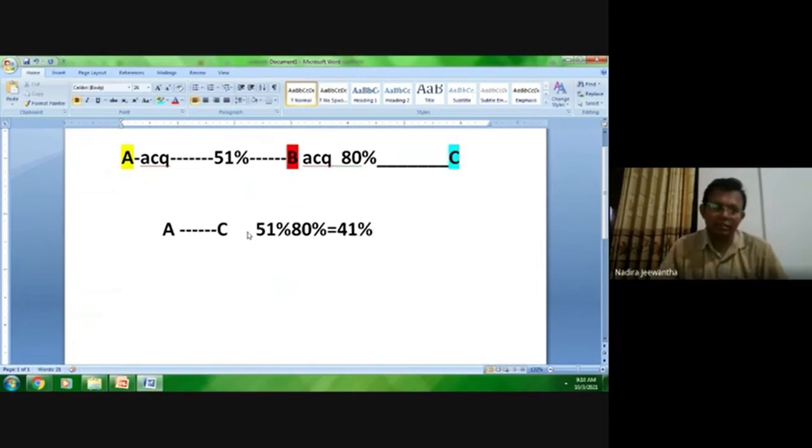41%. What's the relationship between A and C then? Subsidiary? No. It's an associate.